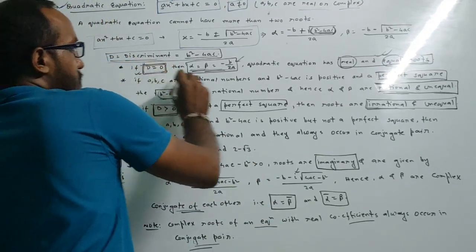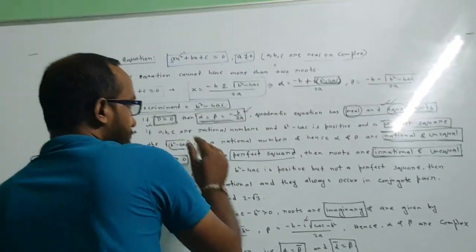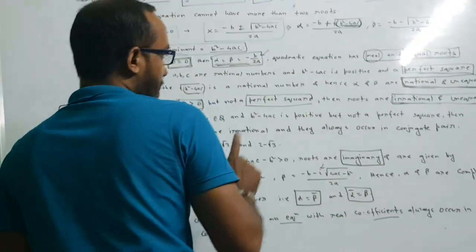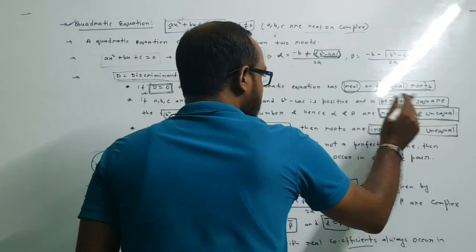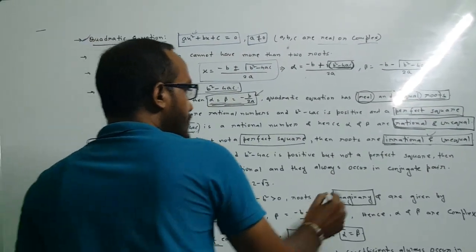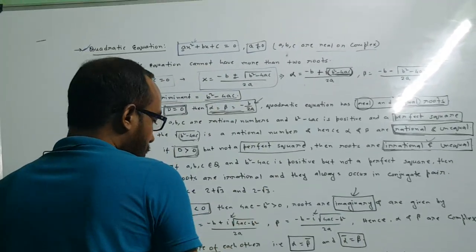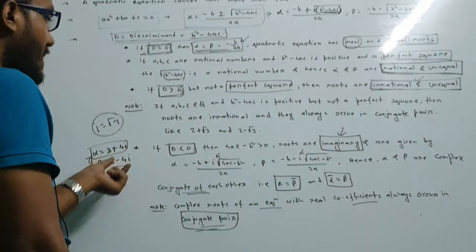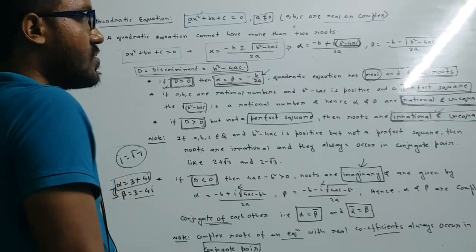If the discriminant equals 0, your roots will be real and equal. If the discriminant is a perfect square, your roots will be rational and unequal. If the discriminant is greater than 0, then your roots will be real and unequal. If your discriminant is less than 0, your roots will be imaginary, and those will occur in conjugate pairs. That means if you have one solution as 3 plus 4i, another solution would be 3 minus 4i. These things are known as complex conjugates.